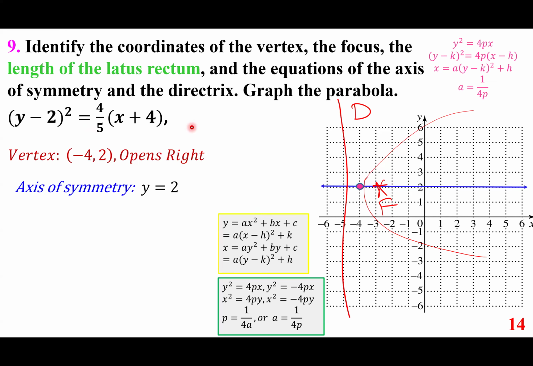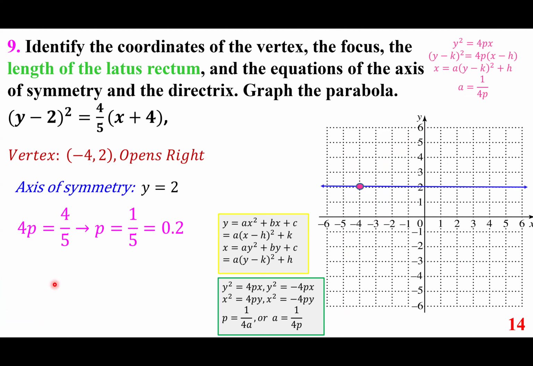Remember, when that is positive, if you take it to the other side, it becomes positive also, and it means it opens to the right. So we have that information. So you expect the graph to look like that. You expect the focus to be on the right side of the vertex and the directrix on the left side, a vertical line. So that's what you should expect, and we're going to erase my work.